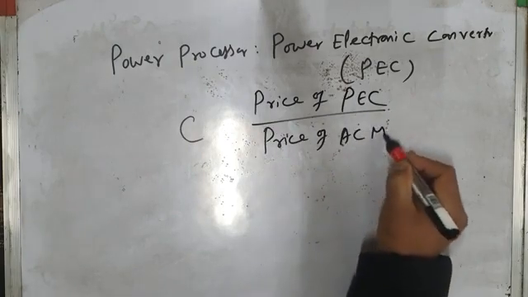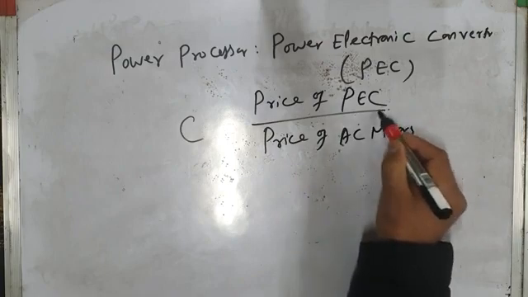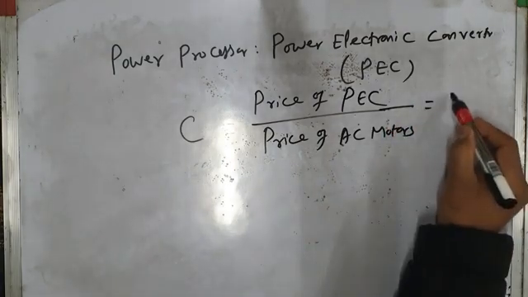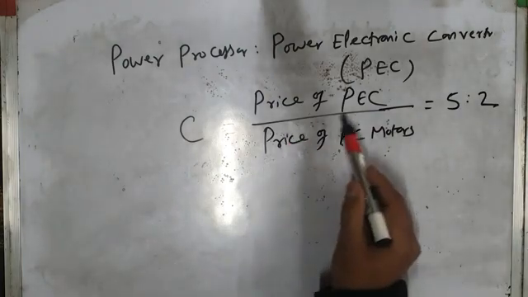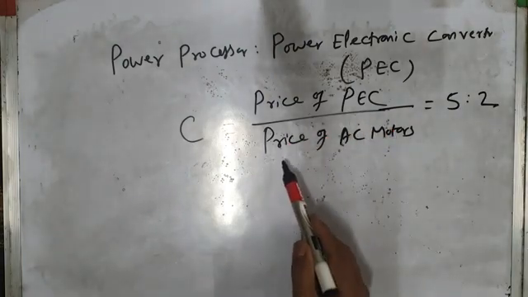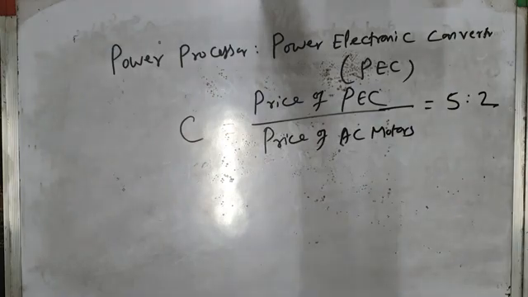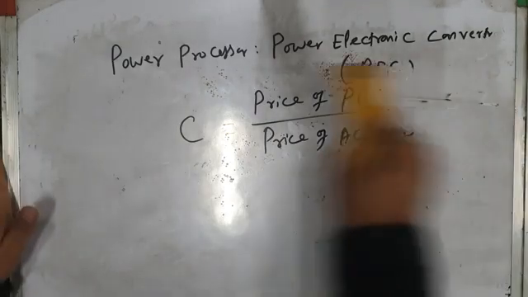Price of AC motor. It's the ratio of the prices of power electronic converter and motor, and presently it is 5:2. That means the ratio of price of power electronic converter to price of AC motor in an electric drive is 5:2, which means that the price of power electronic converter is higher than the price of motor, and it makes the drive a bit costly.